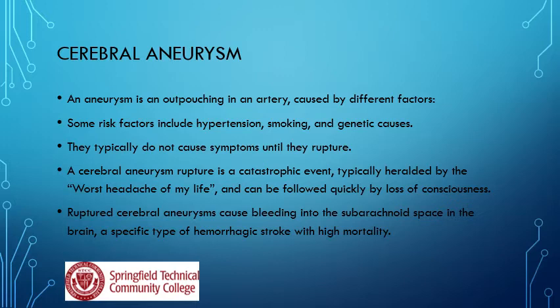Ruptured cerebral aneurysms cause bleeding into the subarachnoid space in the brain, which is a specific type of hemorrhagic stroke with high mortality. And I separated out this lecture on cerebral aneurysms from aortic aneurysms just because I want you to understand these are vascular disorders that have high mortality and high morbidity.